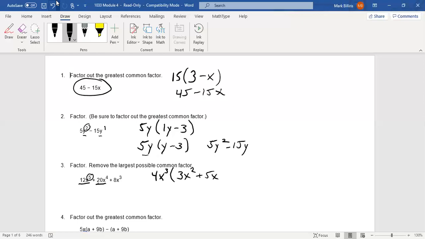Our last term, we have positive 8 divided by 4 is positive 2. We had 3 factors of x. We took out 3 factors of x, so no x remains. So our final answer would be 4x cubed times the quantity 3x squared plus 5x plus 2.